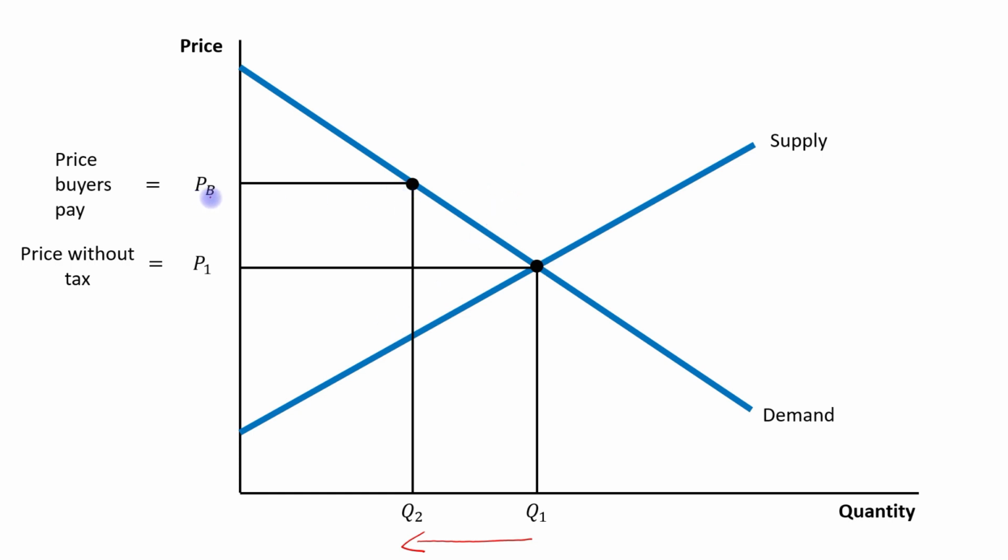This is denoted as PB, which is the price that buyers pay, and this is denoted as PS. This is the price that sellers receive. And this portion is the size of the tax. Now we have named this portion as A. In a similar manner, we have named this section as B, this one as C, D, E, and this one as F.